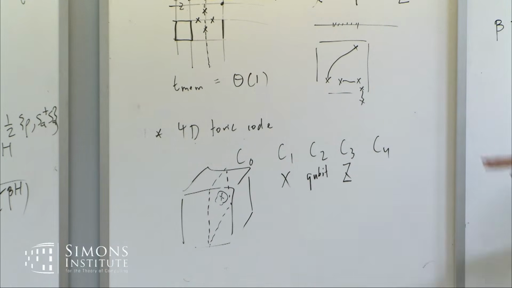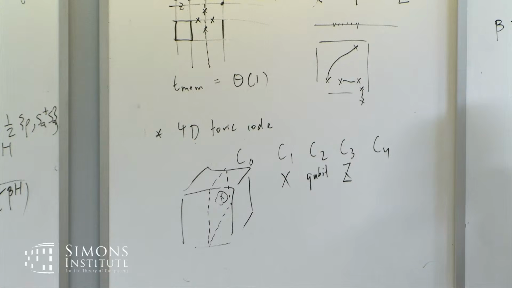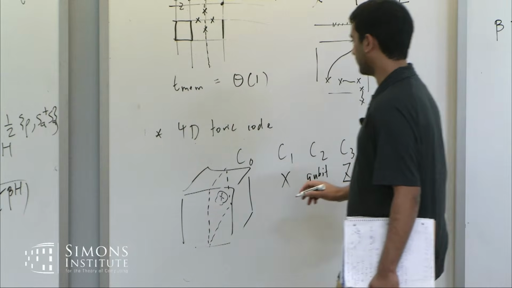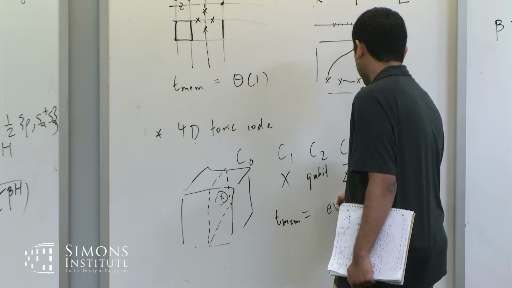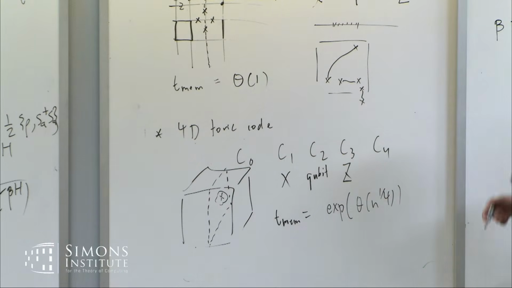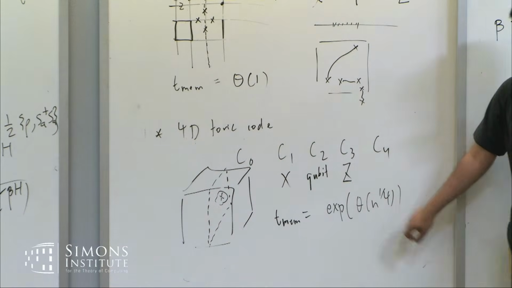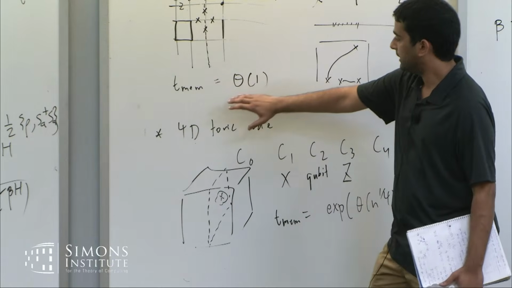There, we can't do a majority vote decoder because this is a quantum code. So there we're actually doing a decoder which is like some minimum weight kind of loop shrinking process. And then you run a Peierls argument, and you can show that for the 4-dimensional toric code, the memory time is exponential in theta of n to the 1/4. It's n to the 1/4 because the linear length of the system is the 4th root of the number of qubits in the system.